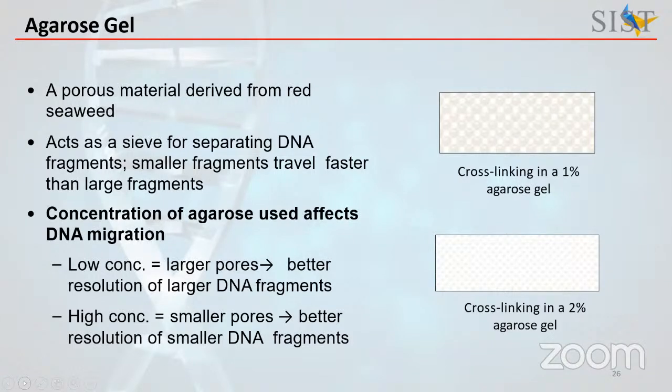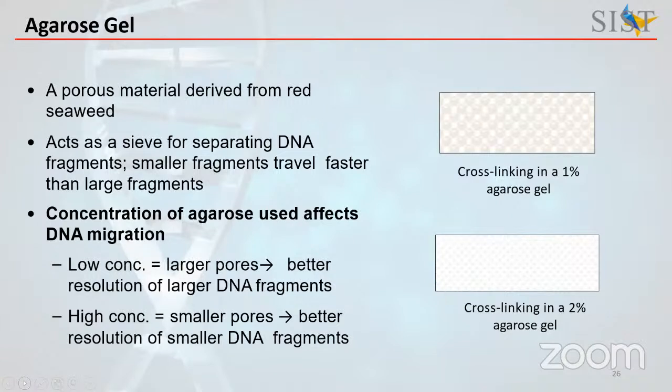So let's say we are using a 1% agarose gel. The cross-linking will be of a certain type. The pores are big compared to a high concentration. All right, so if you use a 2% agarose gel, the pore size will be smaller because the concentration of agarose is high there.